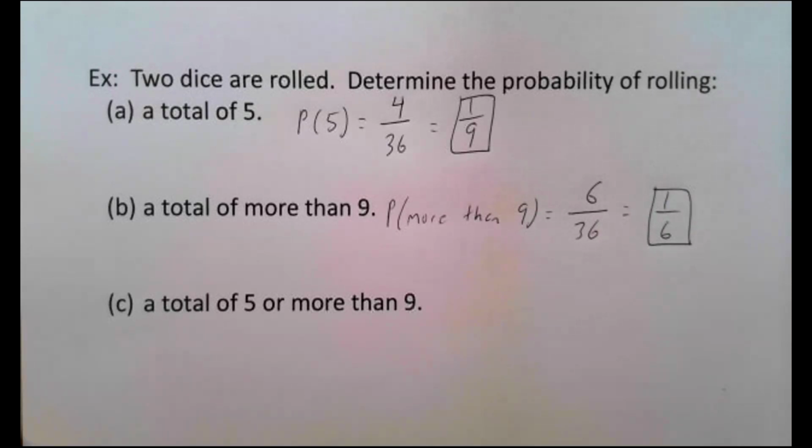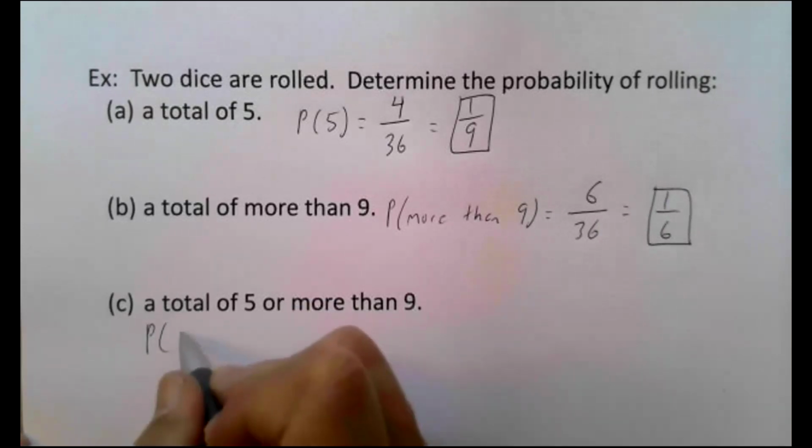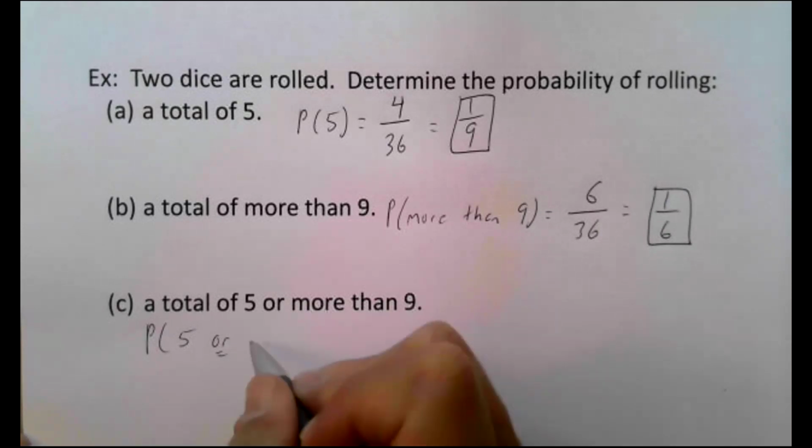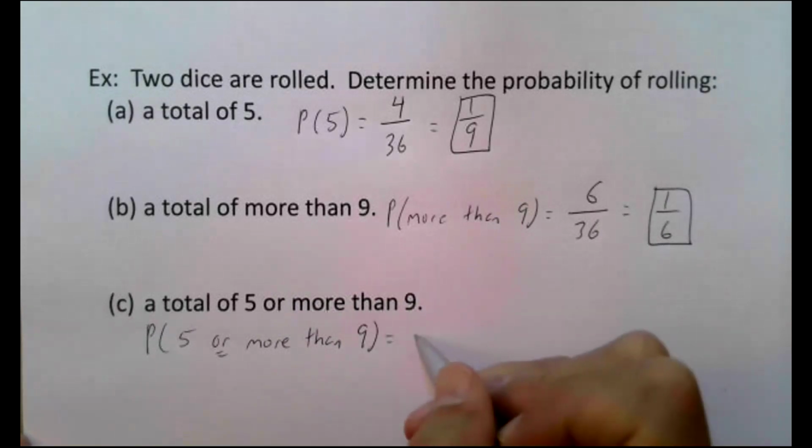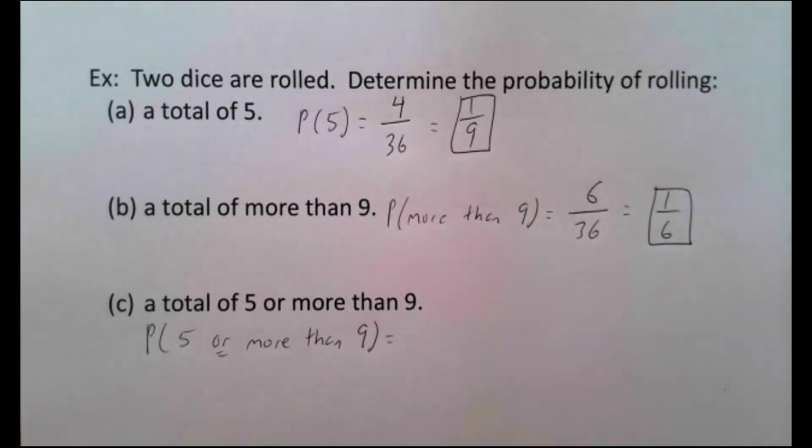Part C says if you roll 2 dice, what's the probability that their total would either equal 5 or equal something more than 9? So it's sort of like now we're a winner if we just meet either one of those criteria. You need to think to yourself, could those two events happen at the same time? Is it possible that I could roll 2 dice and they add up to 5 while at the same time they are adding up to something more than 9? That is not possible. It is not possible for both of these things to be happening at the same time.